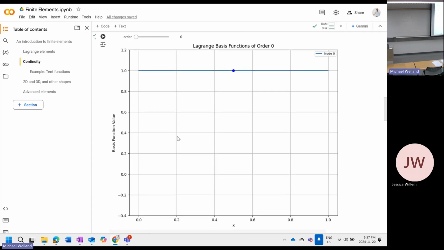Lagrange order 0. So my element here is between 0 and 1. Lagrange order 0 just has a single degree of freedom, and that's in the middle of the interval. Order 1 is lines, no big surprise. There's one shape function. It's 1 here, 0 at the other one by definition.